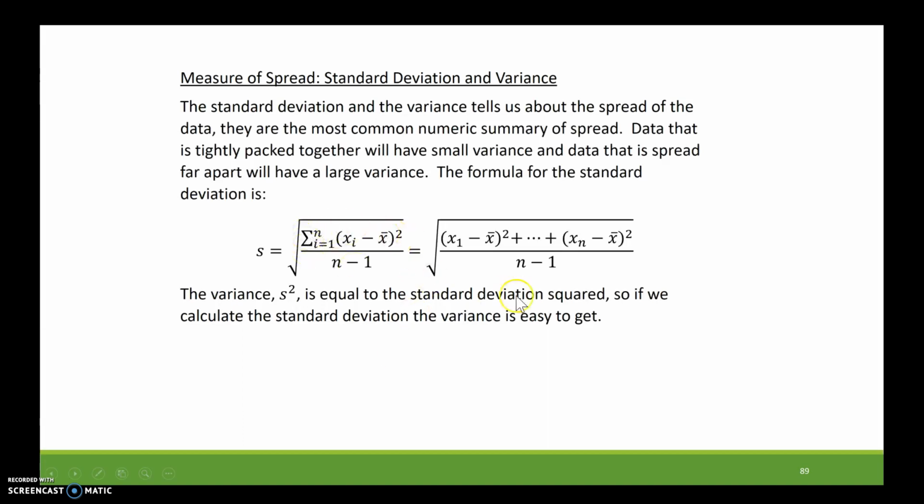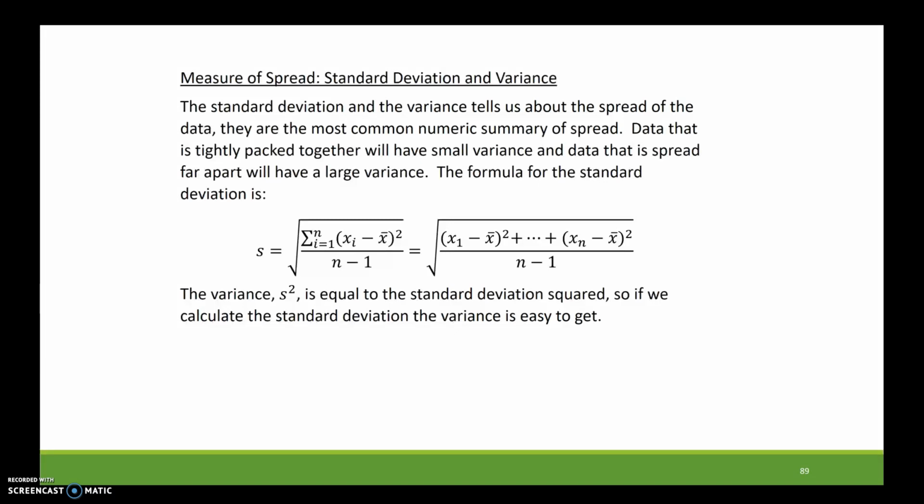Now here we have the formula for the standard deviation, and the variance is equal to the standard deviation squared. Before we go any further, most of the time when students see this formula, they get a little overwhelmed. So in the next couple pages we're going to break down the formula and look at it, to illustrate how the standard deviation actually accounts for the spread of the data.